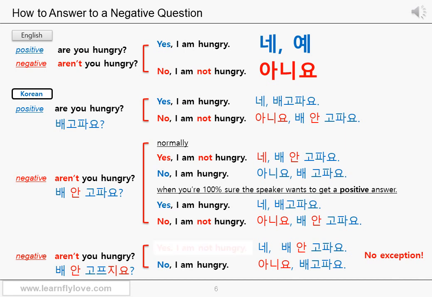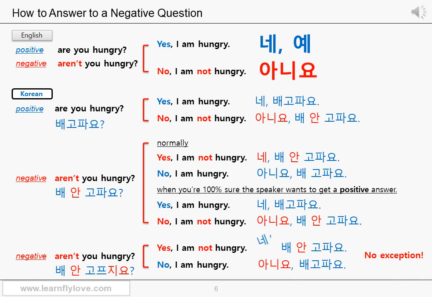So, yes means, yes, you are right, I am not hungry. And no means, no, you are wrong, I am hungry. It perfectly fits the logic we are talking about here. We use 네 or 아니요 in Korean to mean the entire sentence you said was correct or not. If the sentence is correct, you say 네 or 예. Otherwise, you say 아니요. So, 배 안 고프지요 means, I know you are not hungry, right?